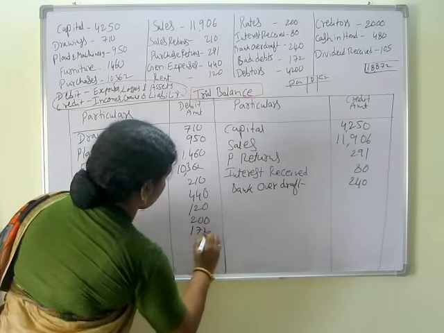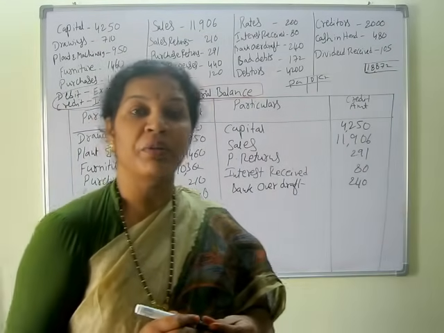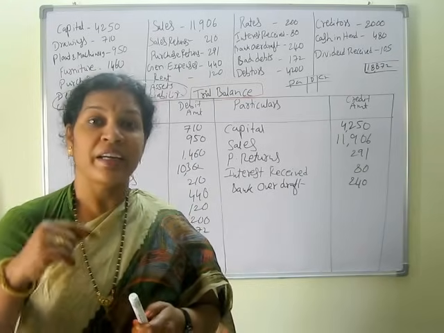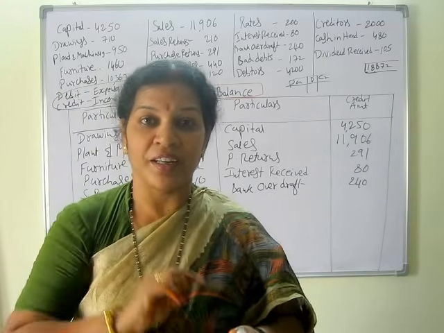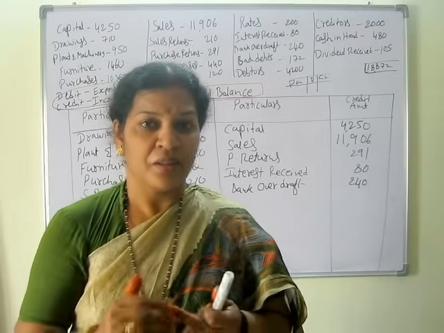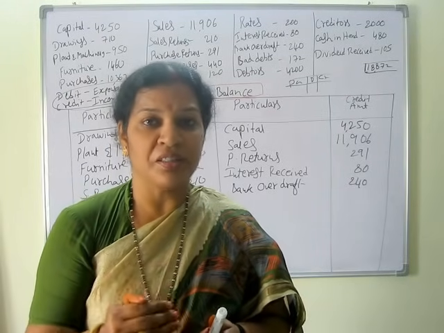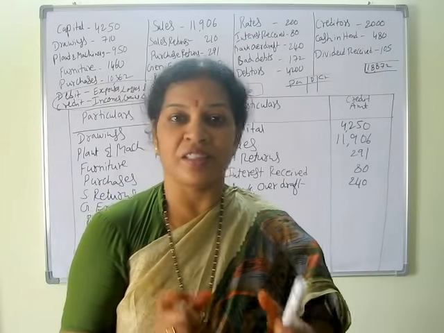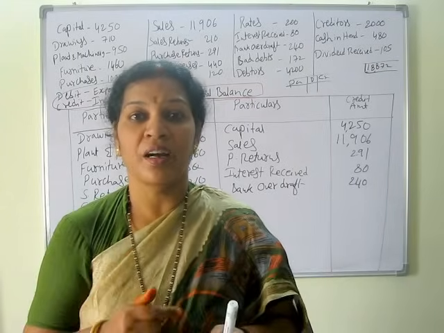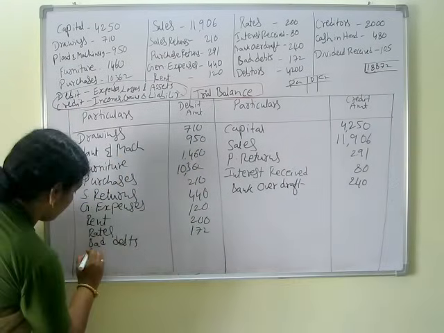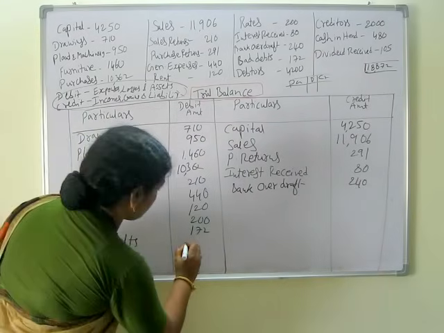Next, debtors. Debtors means whenever you are selling goods on credit basis, to whom you are selling, they are debtors. In the future we are going to get the amount, so that's the reason we call it an asset. Debtors are always assets. All the assets go on the debit side. So I'll write debtors on the debit side: 4,200.